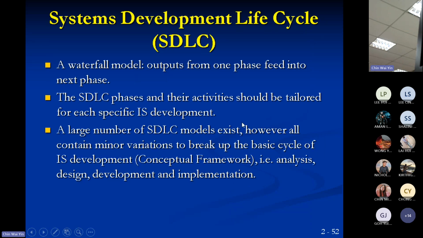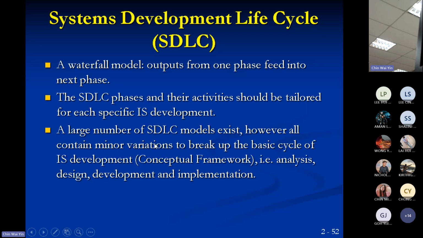So SDLC phases are tailor-made to the specific IS development. Now, what do you mean by tailor-made? I think in week one I told you that you can use any textbook you like, other than the recommended textbook. But for exam purposes, you need to follow the SDLC phases of the recommended textbook, because there are many phases, depending on the requirements.